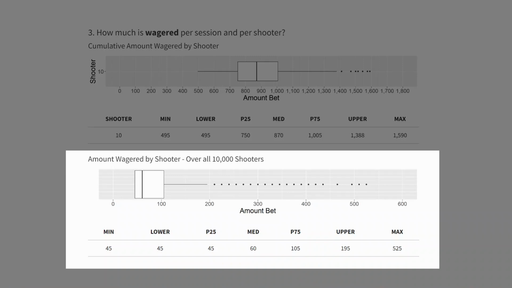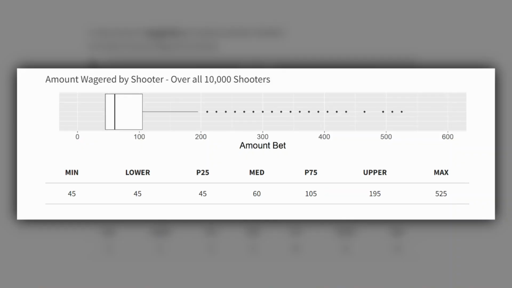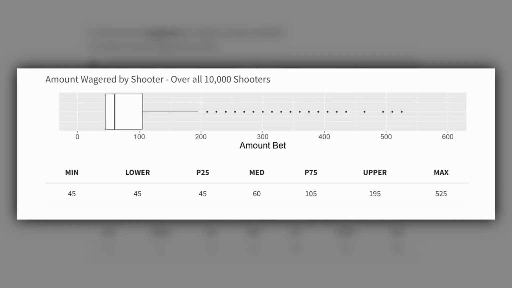We can also look at what's wagered per shooter. If you look at this one, the minimum is $45, and that's just the nature of this strategy, right? It's $15 pass line, $30 in odds. For every shooter, you're going to do that at least once before you 7 out. But the median is $60, and that's because sometimes you get a point, sometimes you have a couple craps or a couple naturals, so you're putting down more and more money, and that's where that median comes from.